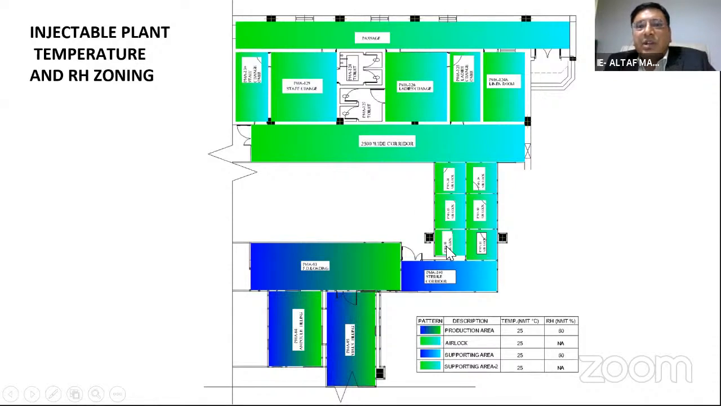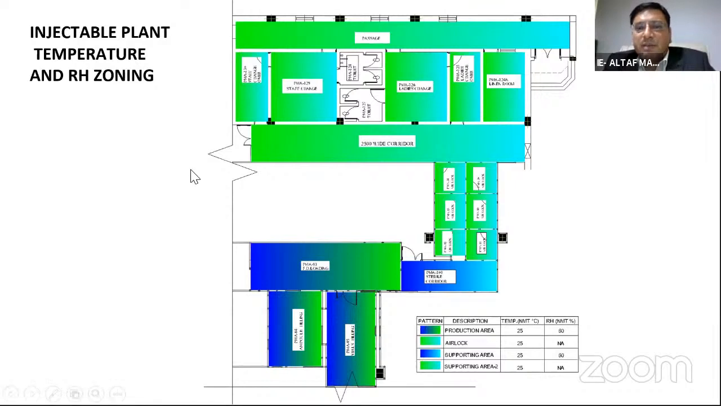In OSD, we have seen only one material airlock and one pan airlock. In injectable, we have 6 airlocks. So this is for the double gowning procedure. So for these, double gowning is there. So sometimes it is mentioned and designed as 21 degrees plus minus 2 degrees centigrade also. But the maximum limit is NMT 25. So this is how the injectable plant temperature and RH zoning looks like.